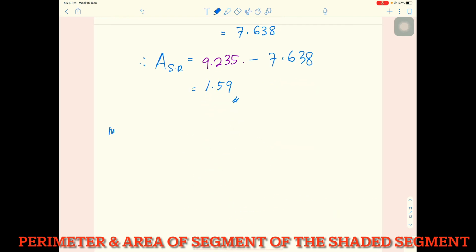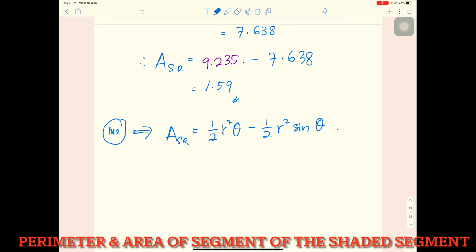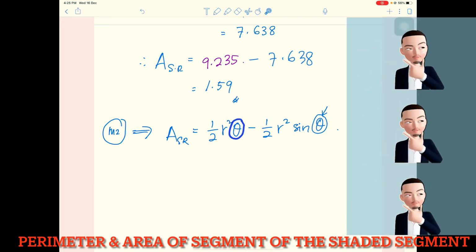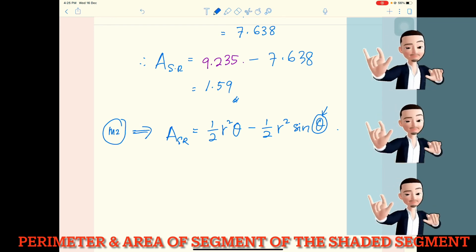Method 2 is easier. Straight away we use the formula: area of the shaded region equals, by direct use of the formula, the area of the sector, 1 over 2 r squared theta, minus the area of the triangle, 1 over 2 r squared sin theta. Theta can be in radians or degrees, but for this one it must be in radians.